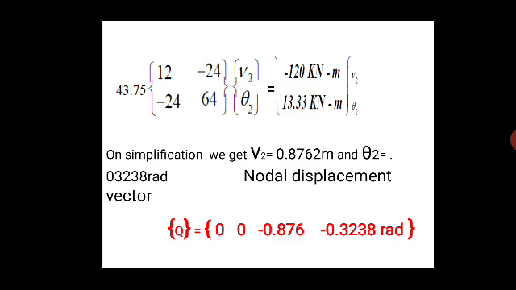Therefore, the nodal displacement vector, the global displacement vector, we can represent as follows. At node 1 there is no displacement, so we will consider it as 0 and 0 since it is fixed. At node 2 we have the linear displacement V2 as minus 0.876 and the angular rotation as minus 0.3238 radians. This is the second problem where we needed to determine the nodal displacement.